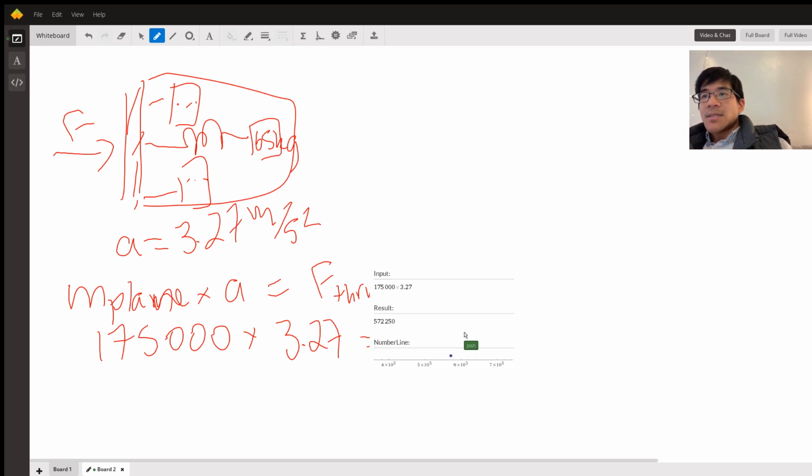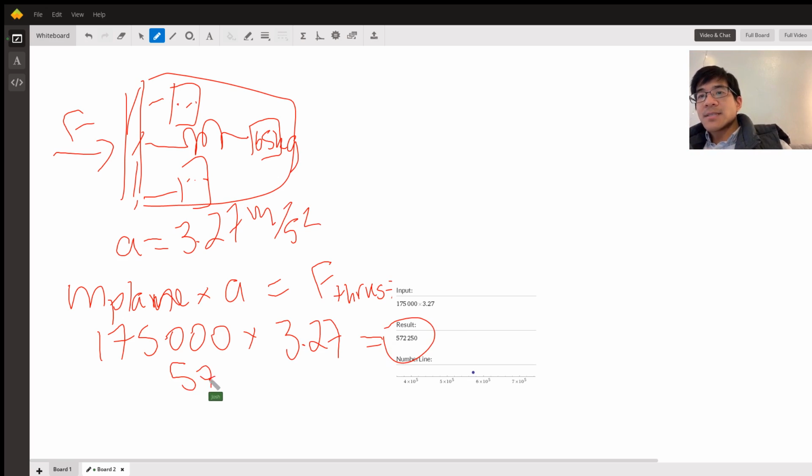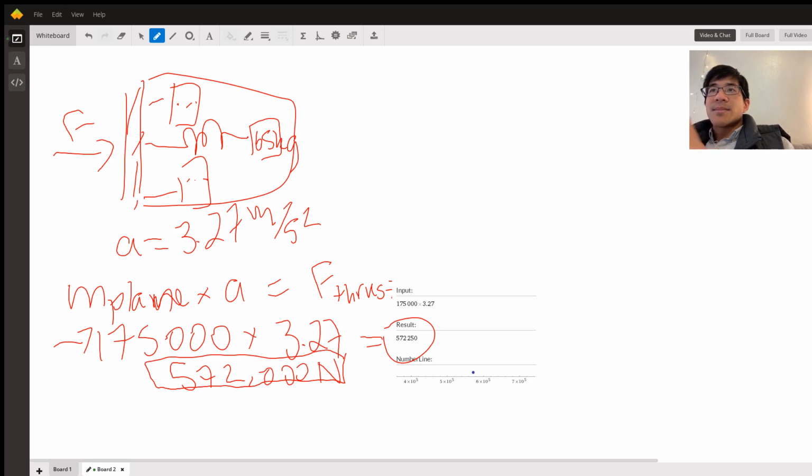And we get the answer, 572,000 newtons. We'll write that to three significant figures. 572,000 newtons, and that's the solution, given that everything on the plane is 175,000 kilograms. And so that includes the passenger and everything else on board. Okay, hope that helps.